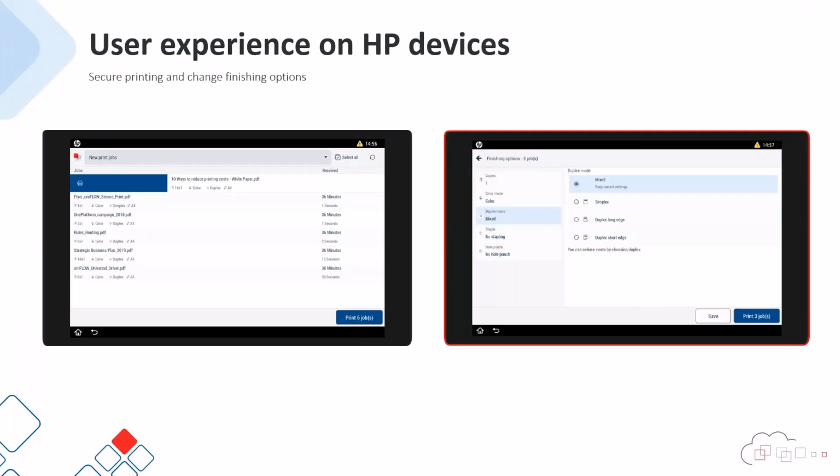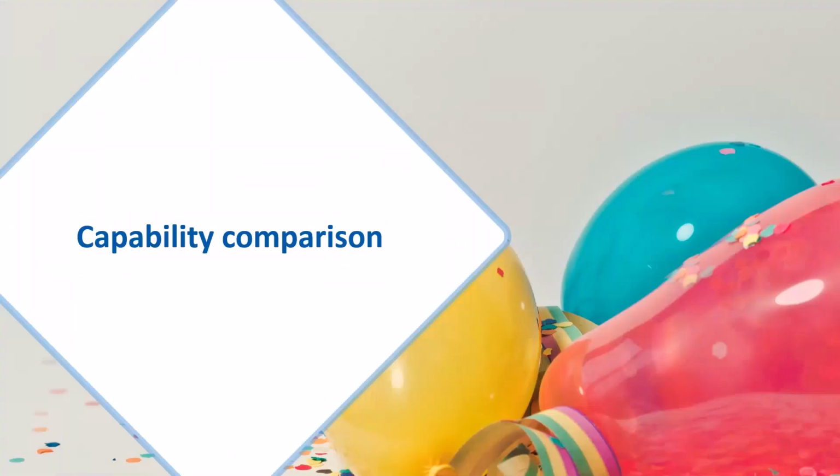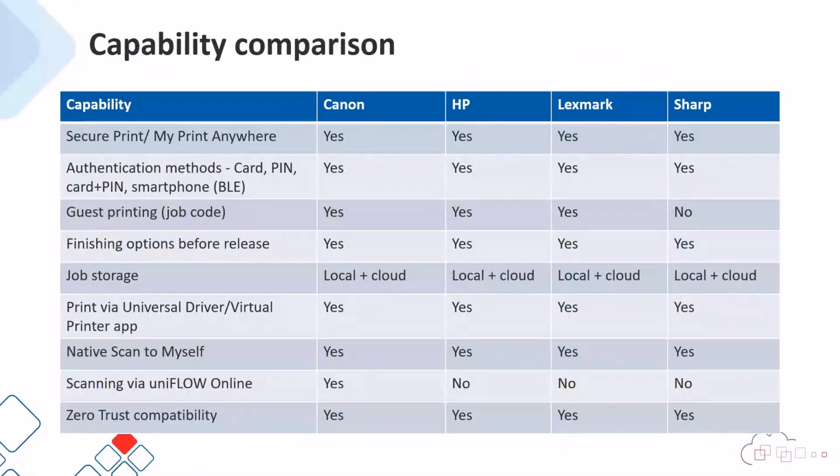Now, with the on-device experience now confirmed across vendors, we can step back and compare capabilities side by side. Okay. Now, Canon, as we know, offers the broadest overall capability, including My Print Anywhere and advanced scanning through the cloud image processing subscription. HP, Lexmark, and Sharp provide the same core embedded app experience with consistent authentication using card, PIN, card plus PIN, or smartphone.